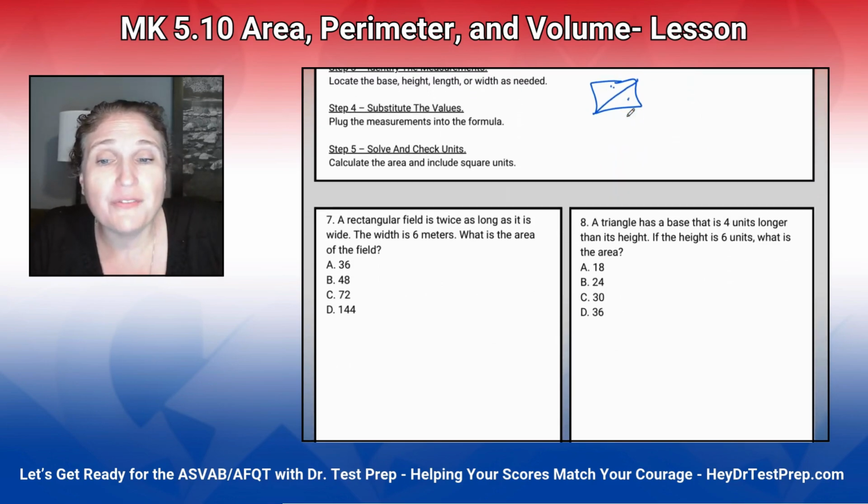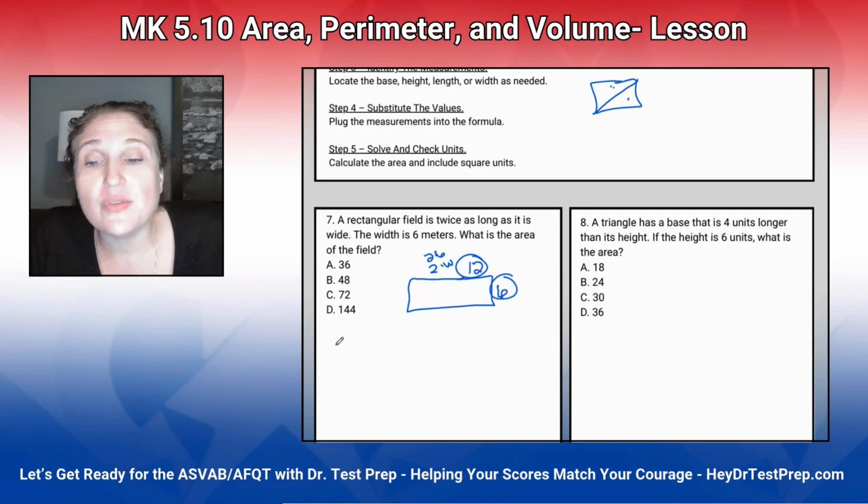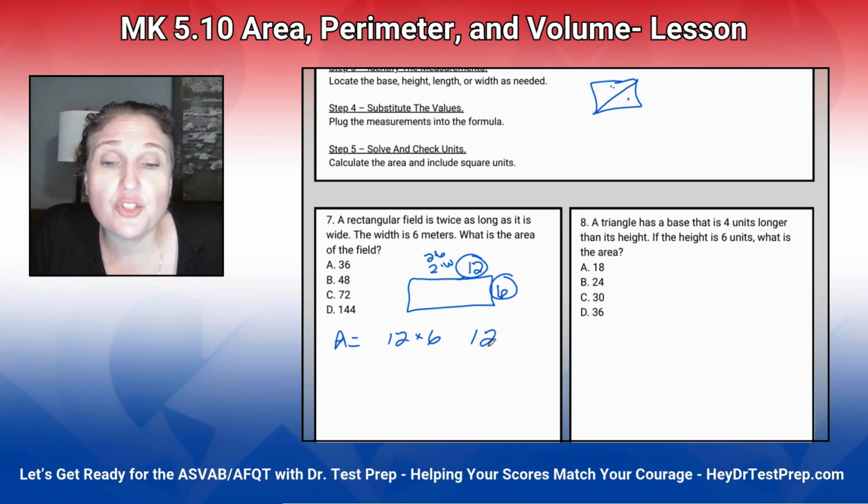A rectangular field is twice as long as it is wide. So we're going to do 2 times whatever the width is here, and here's our width, and it tells us our width is 6. So if this is 2 times as wide, well, if this is 6, 2 times 6 tells me that this side is 12. And since we're doing area, that means multiply. So we've got 12 times 6, 72 is our area.